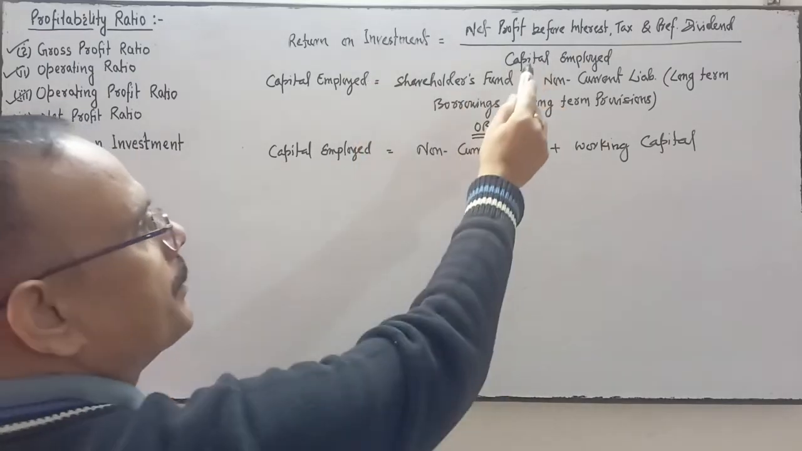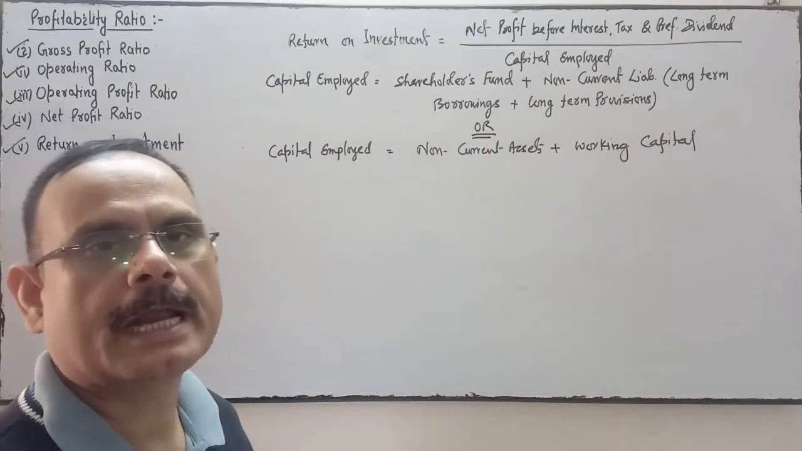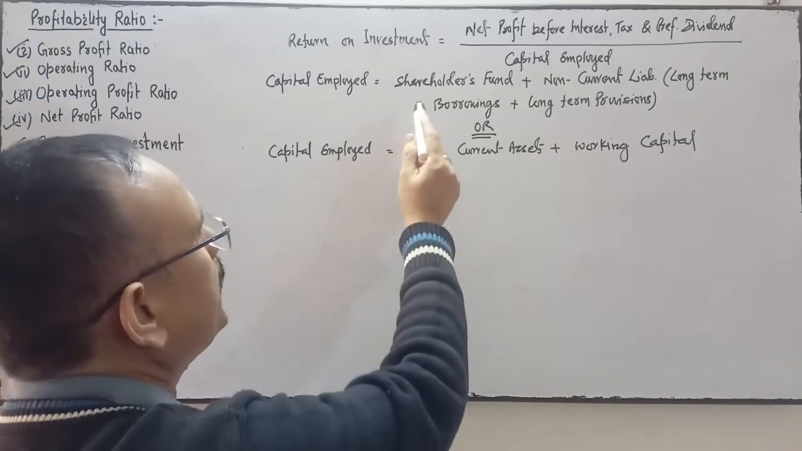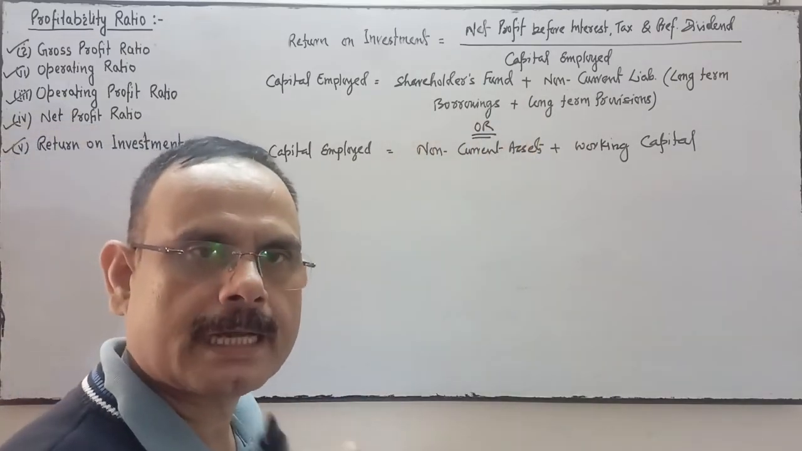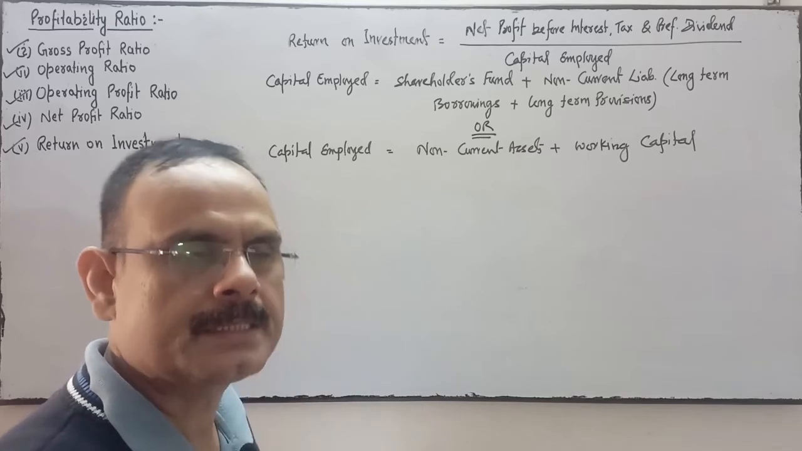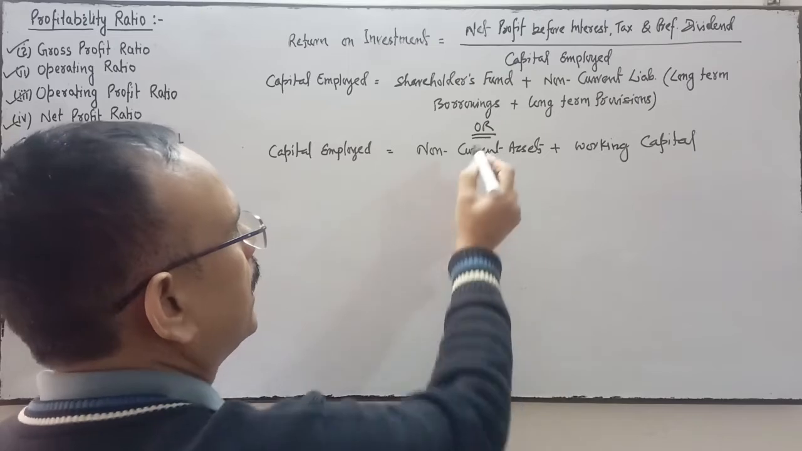If you want to know the capital employed, you know it. Capital employed means owner's capital plus borrowed capital both. So the formula will be shareholders fund plus non-current liability. Non-current liability means long-term borrowings plus long-term provision.